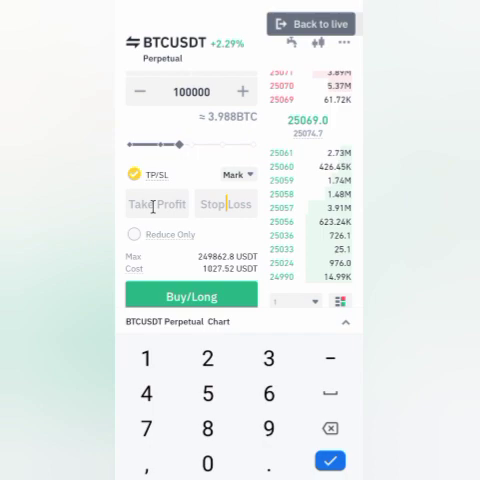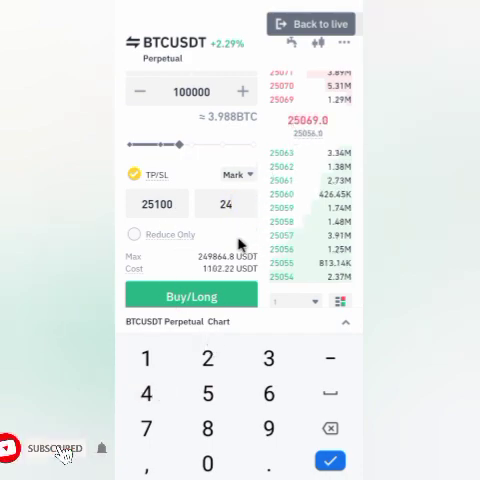I want to take profit when the market hits 25,100, as the market is at this level, and I want to stop loss when the market hits 24,900.